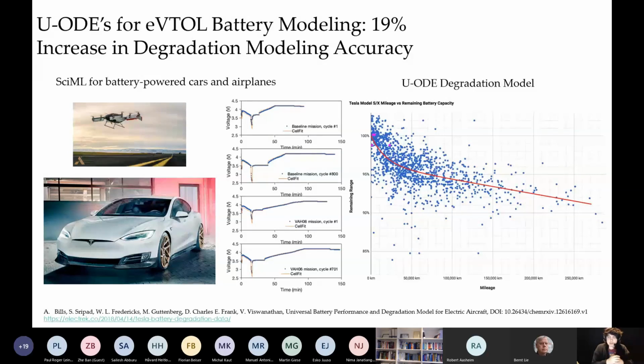And so we're starting to make use of this in a lot more applications. So this is an application from CMU that we've been working on, and what's happening here is that they started with this battery model, that is a state-of-the-art battery model, and then they made use of the universal differential equation approach.